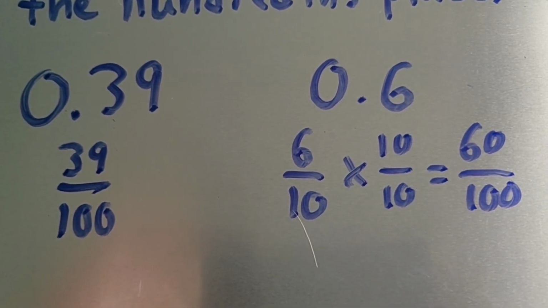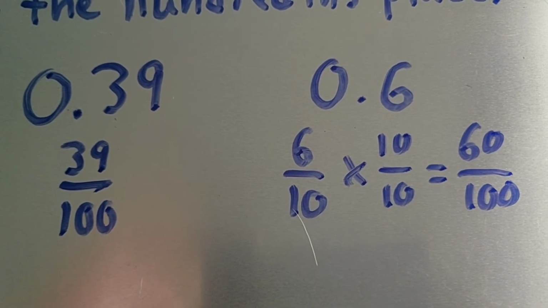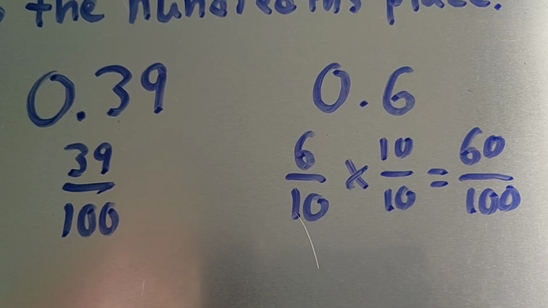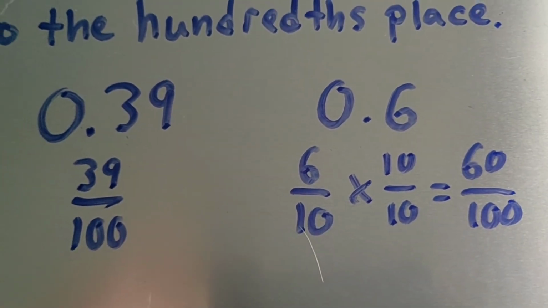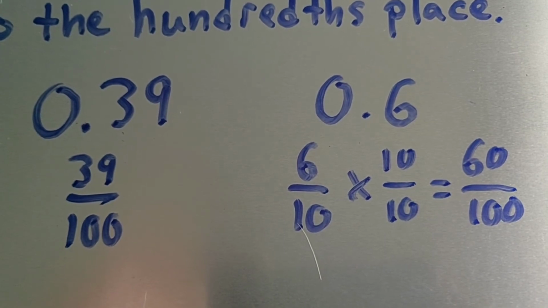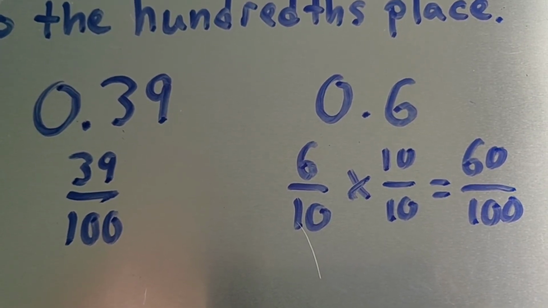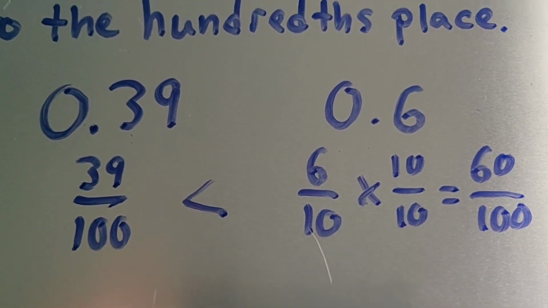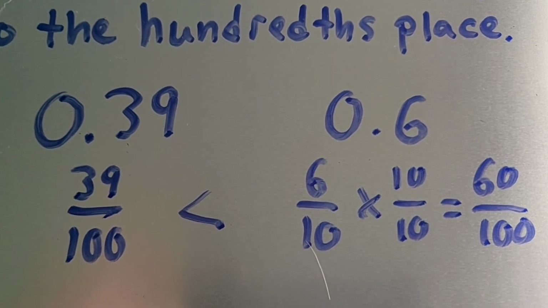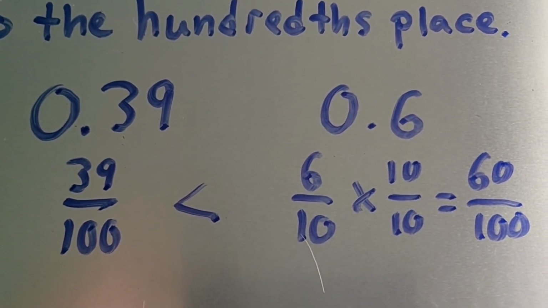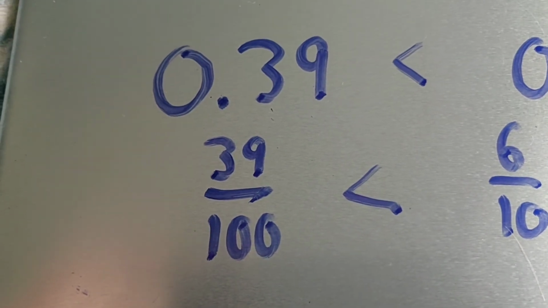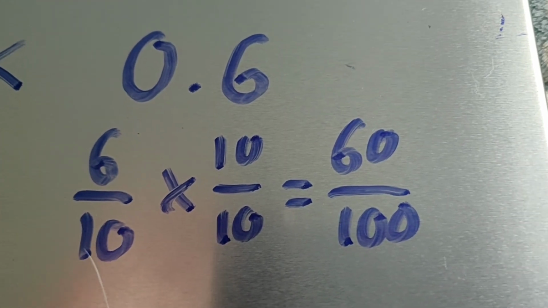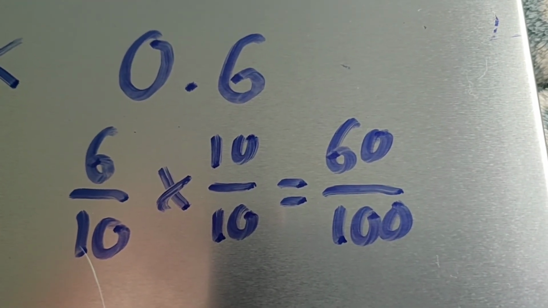And when we're comparing 39 hundredths and 60 hundredths, we have wholes broken into the same number of equal parts. On the one side we have 39 of them, on the other side we have 60 of them. So 39 hundredths is what then 60 hundredths? 39 hundredths is less than 60 hundredths, and therefore 0.39 is less than 0.6, because 0.39 is 39 hundredths and 0.6 is 6 tenths, which is also 60 hundredths. They're all equivalent.